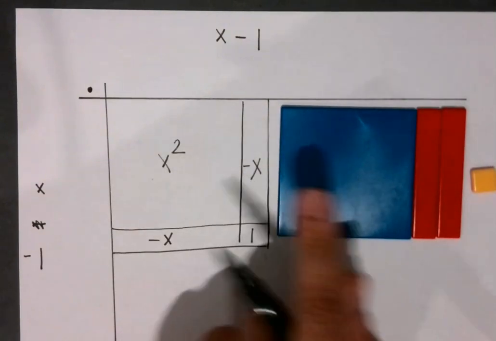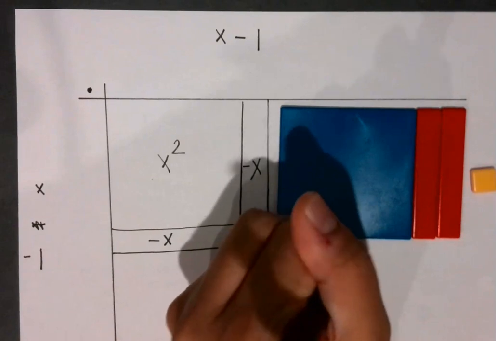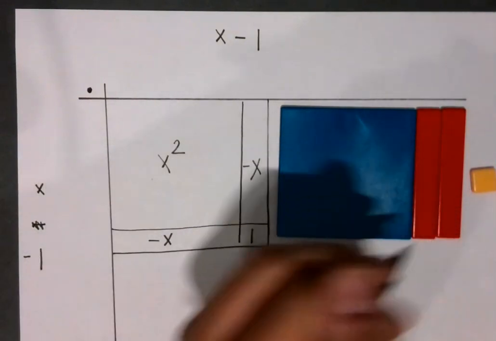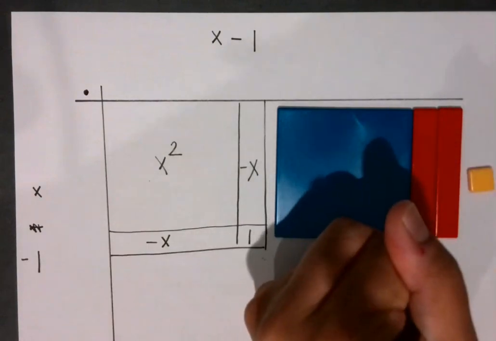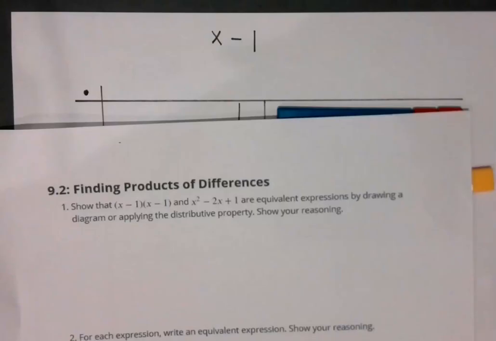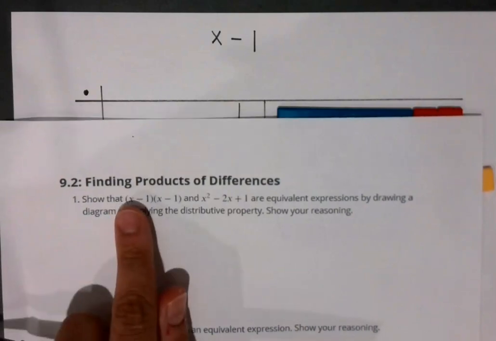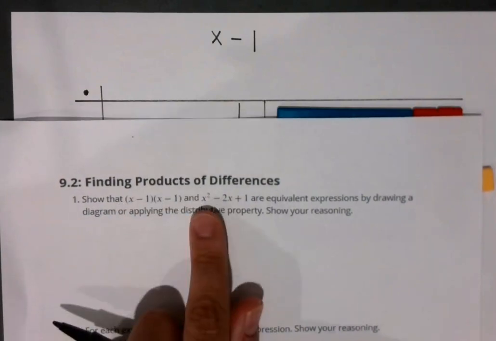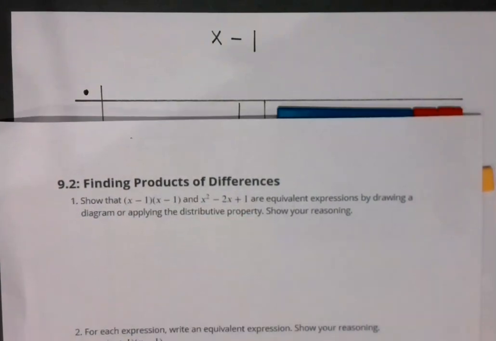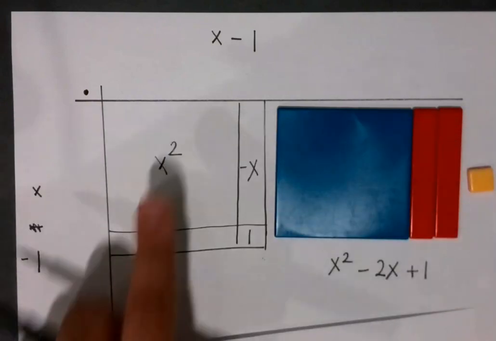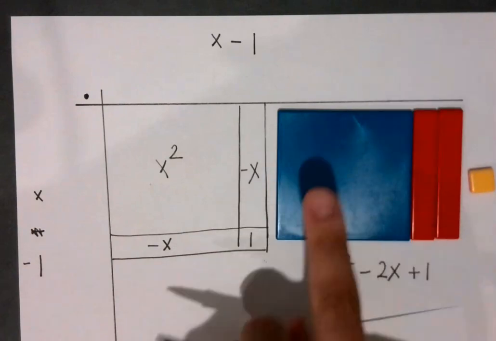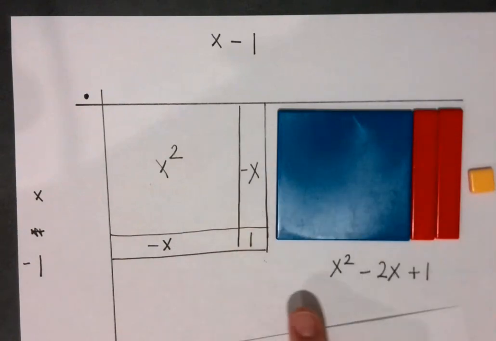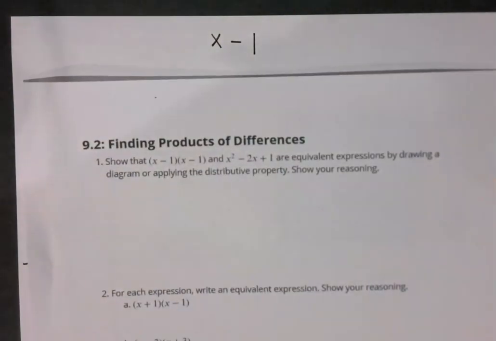So I can see that this area is an x squared, 2 negative x pieces, so negative 2x, and 1 positive 1's piece. And going back to my question prompt here, we're showing that x minus 1 times x minus 1 and x squared minus 2x plus 1 are equivalent. So I did my multiplication here. This is x minus 1 times x minus 1. And once I rearranged all my pieces here that were in my area, I have x squared minus 2x plus 1. So they are the same.